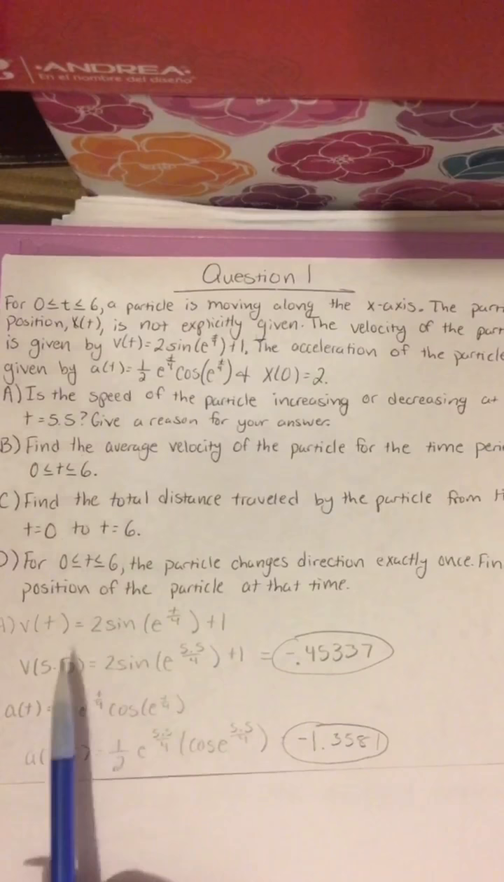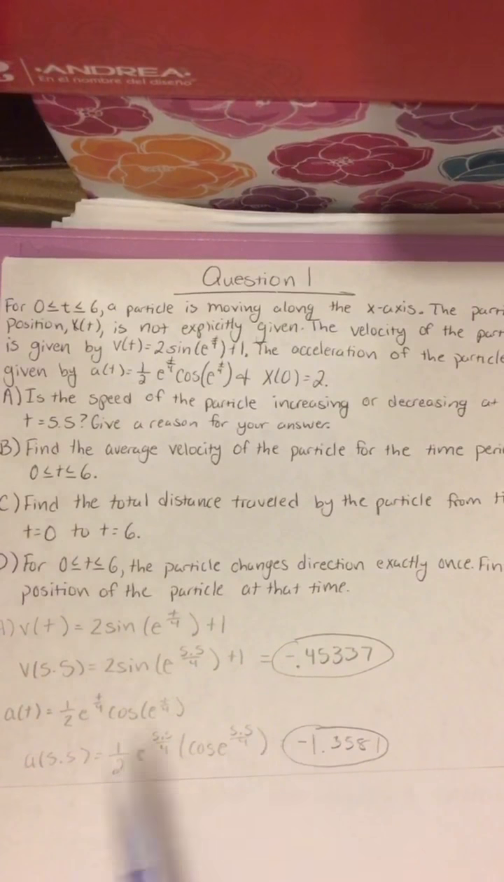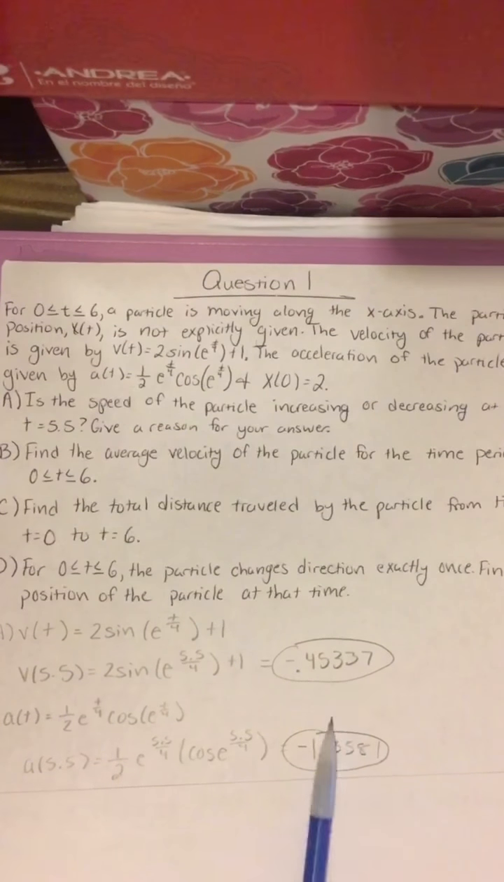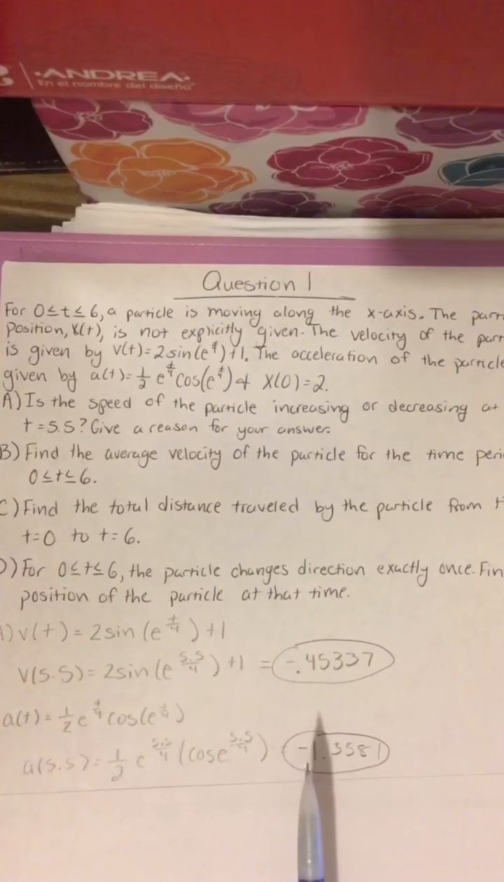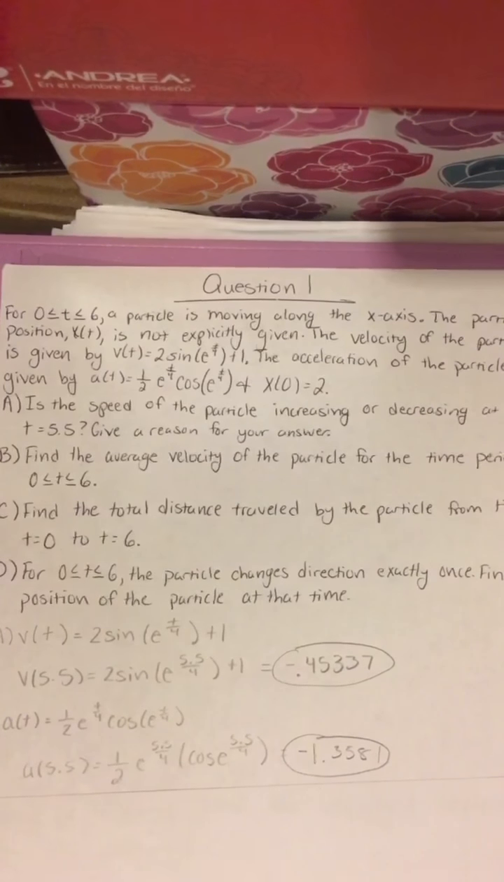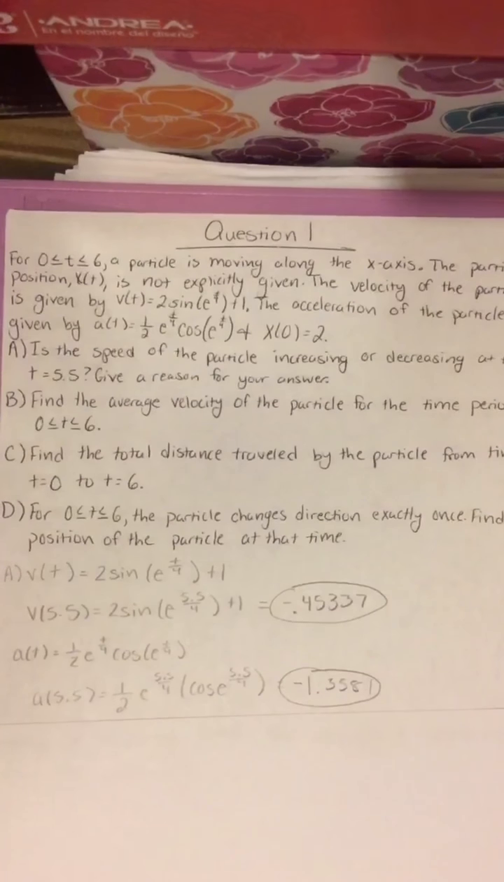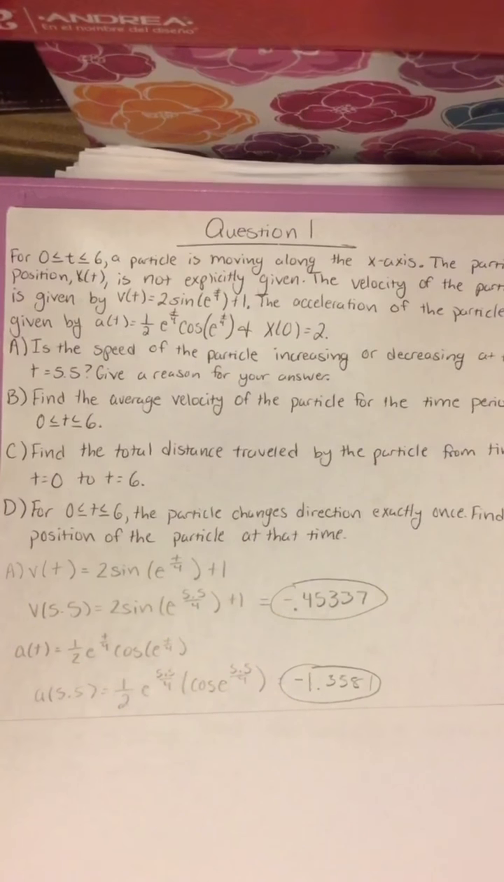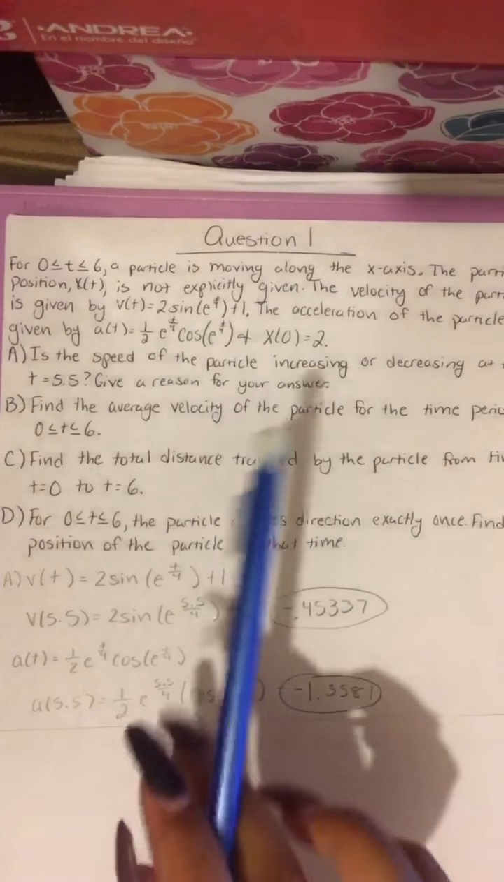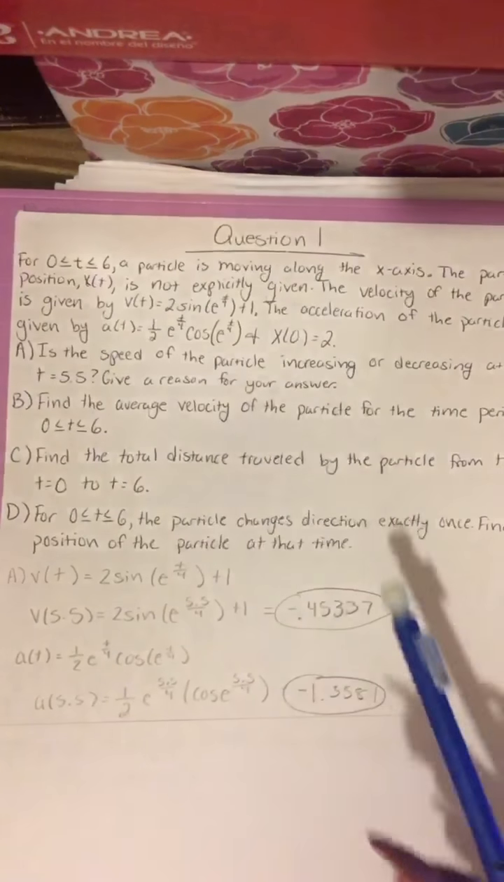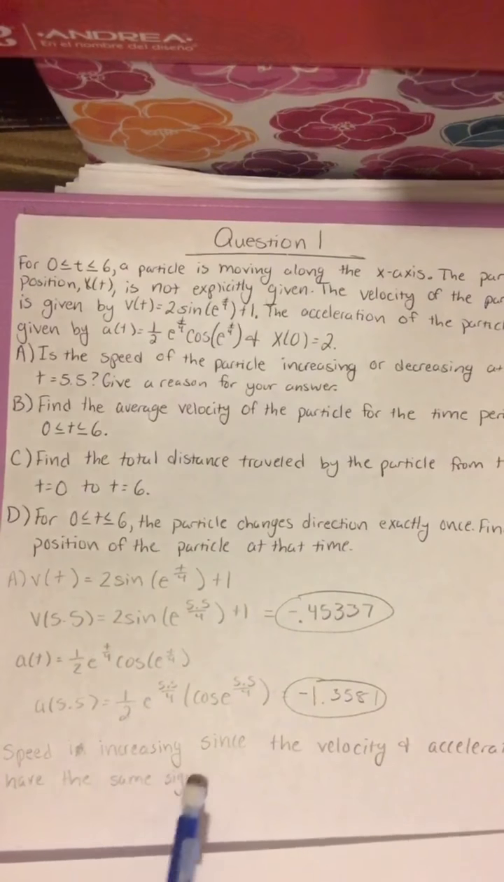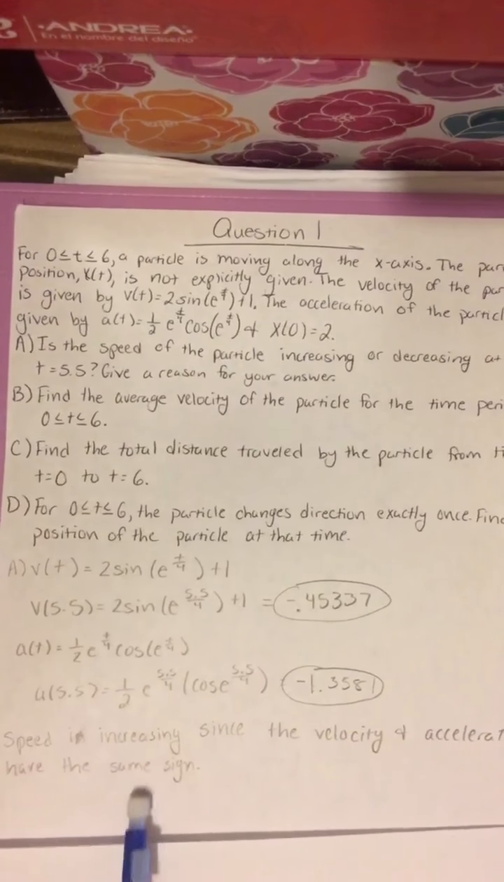Because both v(5.5) and a(5.5) are negative numbers, we can conclude that the speed is increasing. It is stated that if velocity and acceleration have the same sign, speed is increasing. If they have opposite signs, speed is decreasing. So the reason for our answer is that the speed is increasing since the velocity and acceleration have the same sign.